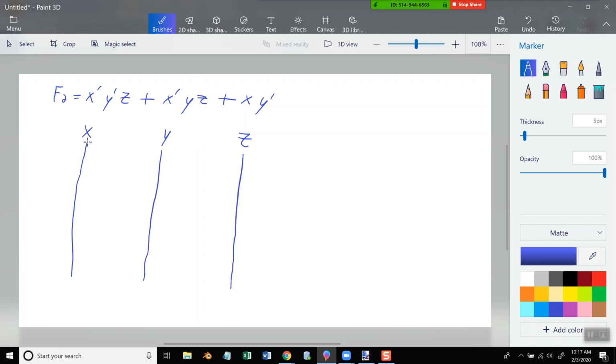And for those that have an x prime, they have this coming off to an inverter. And that'll give us our x prime coming down. And they have y coming off to an inverter. And that gives us our y prime. So then over here, we need x prime, y prime, z, and that's in an AND gate.